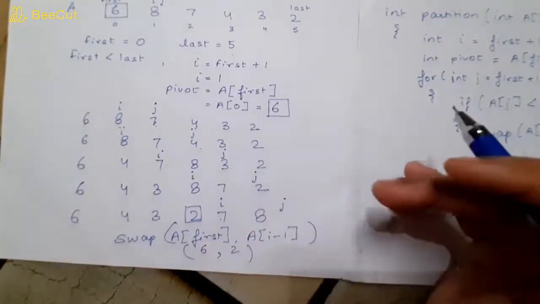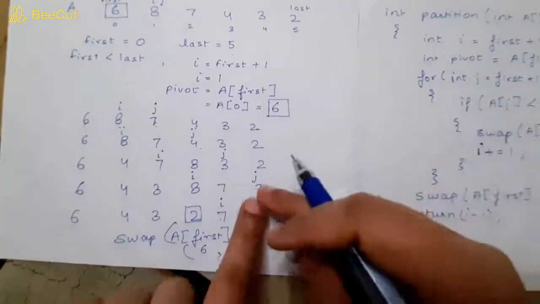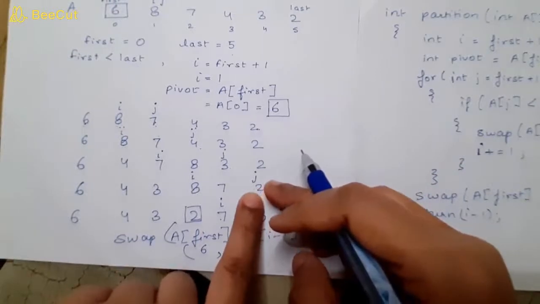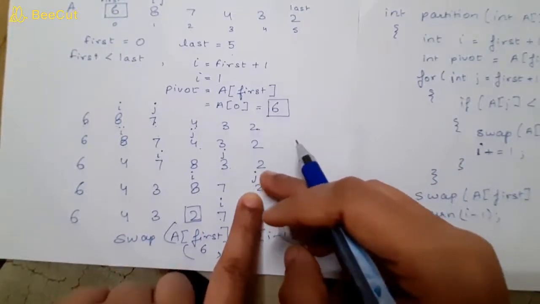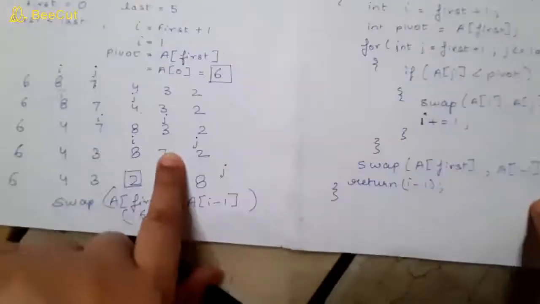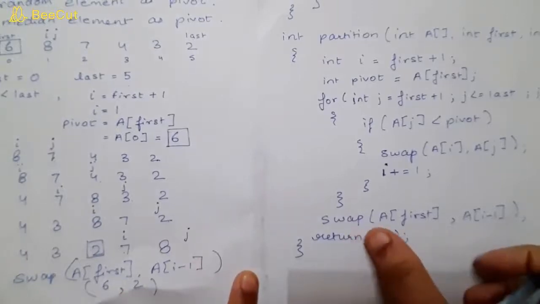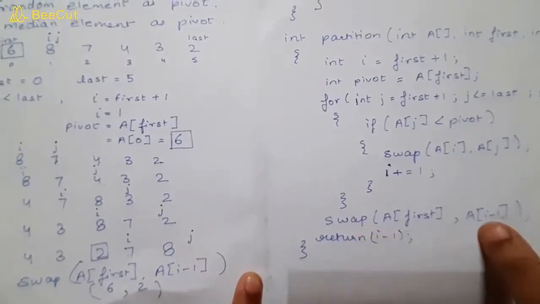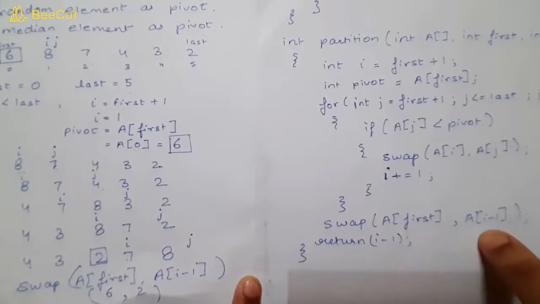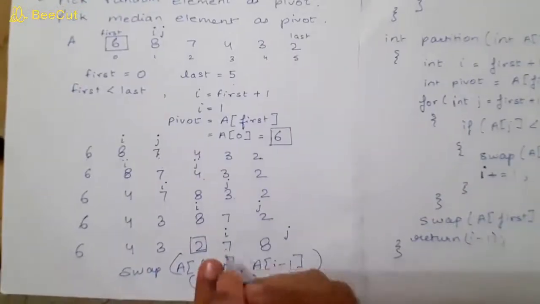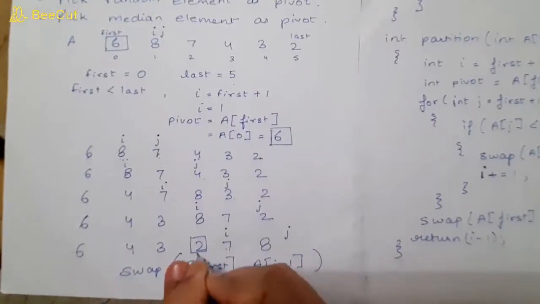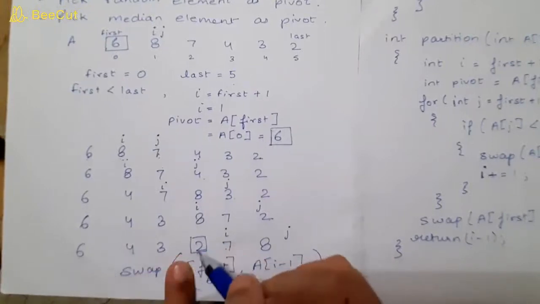Once the loop reaches the point where the condition j less than or equal to last is no longer fulfilled, at that time you'll come out of the loop, and after coming out of the loop you have to execute this statement. That means we have to swap a of first. What is a of first? 6. A of i minus 1. What is a of i? See, i we incremented, i reached here. A of i minus 1 means 2. So we have to swap 6 with 2. So 2 will come here, 6 will come here.